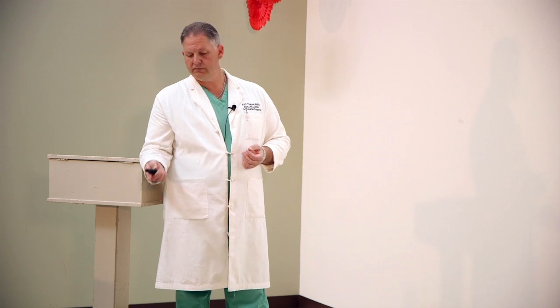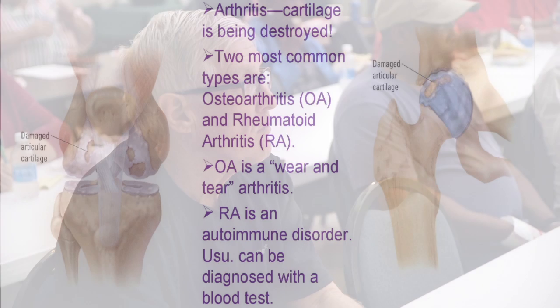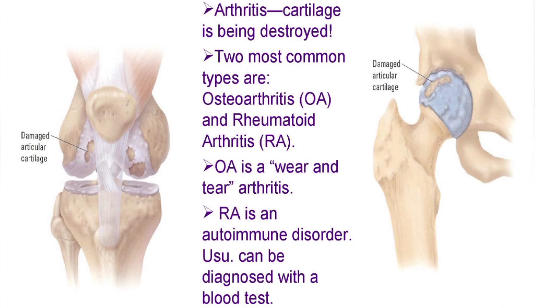There are two types. The most common is osteoarthritis, the other being rheumatoid arthritis, which I already mentioned a little bit. Osteoarthritis is a wear and tear arthritis. It's been around long enough, been hard enough on our joints, that nice cartilage lining, that tread on that tire, whether it's here in the knee or over here in the hip, is wearing out.